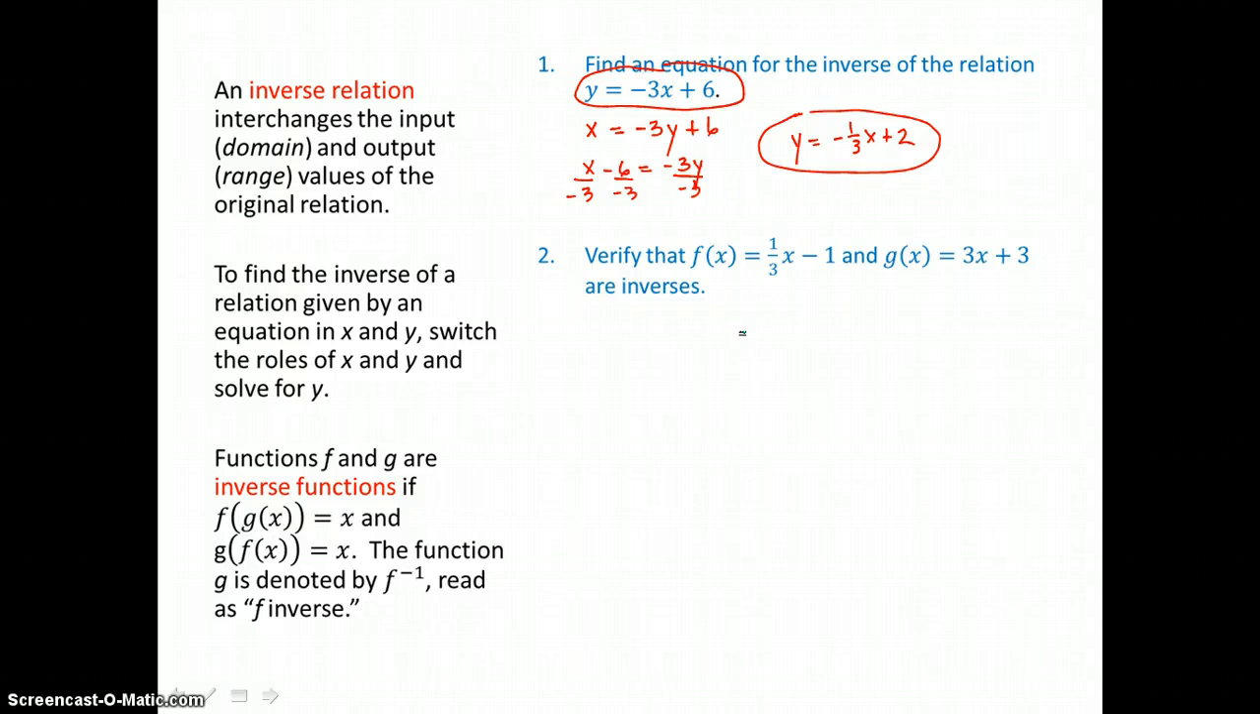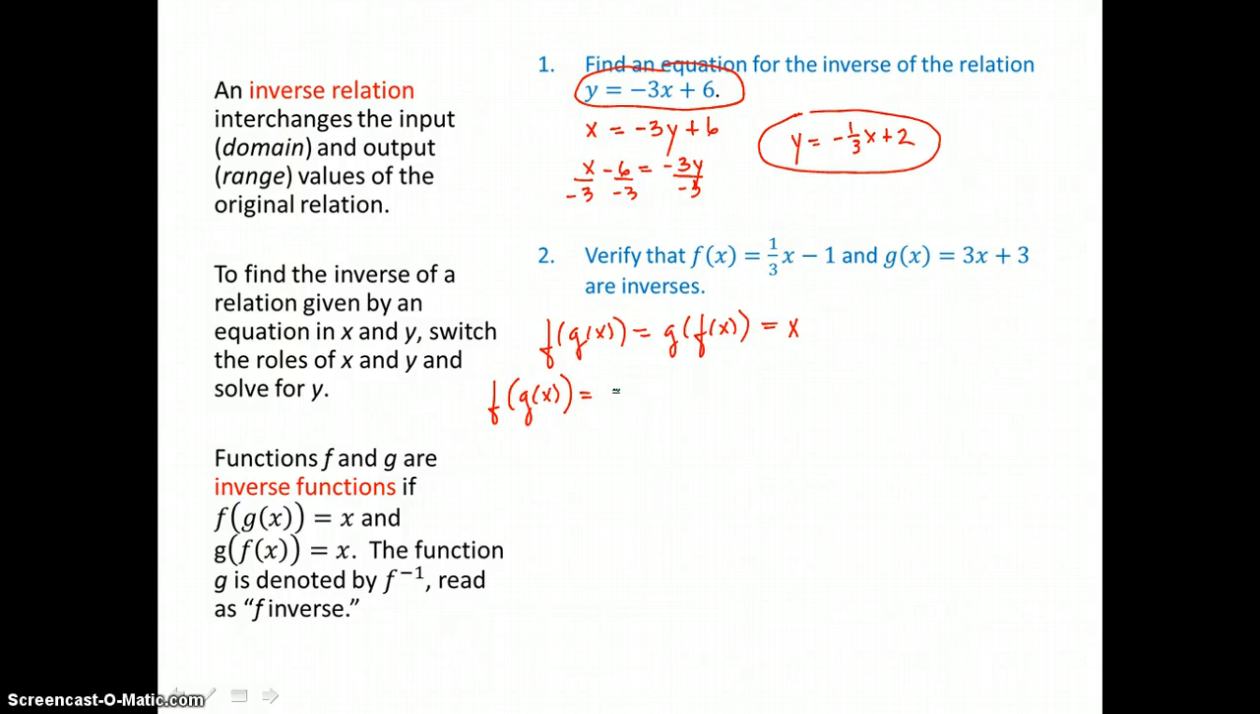We can prove that two functions are inverses of one another by using function composition. If we can show that f of g of x is equal to g of f of x, and that they both simplify to x, then we've proven that two functions are inverses of one another. So we'll start here in number 2 and first find f of g of x.